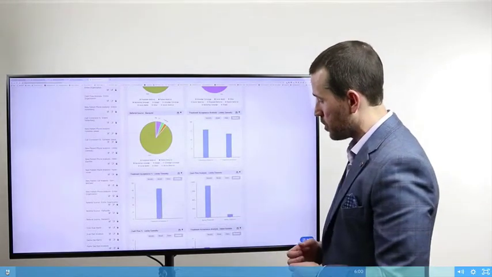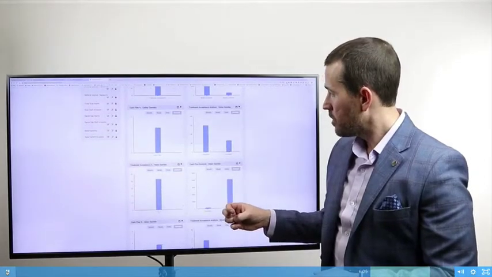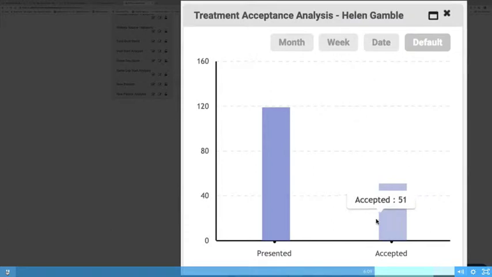So let's look at just one or two more. Let's go down to another treatment acceptance. And there we go. We got one right there. So this is accepted. 51 treatment plans accepted. Let's see how many. And 119 presented.